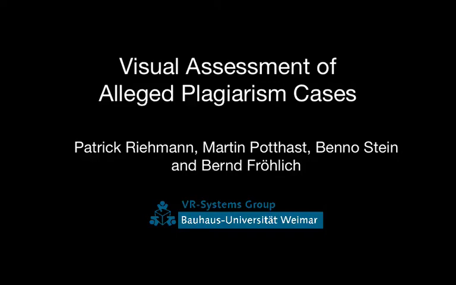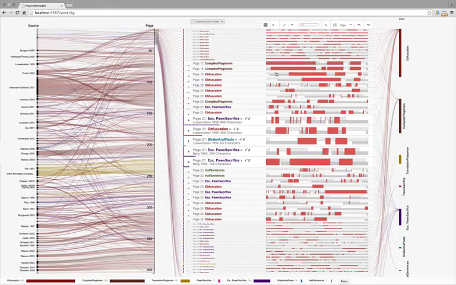In this video, we present a visual analysis tool to assess alleged cases of plagiarism. Our work shows the analysis of public wikis where the community has collected evidence of suspicious PhD theses, as the one shown here. The analysis done by the community results in a compilation of finding spots.